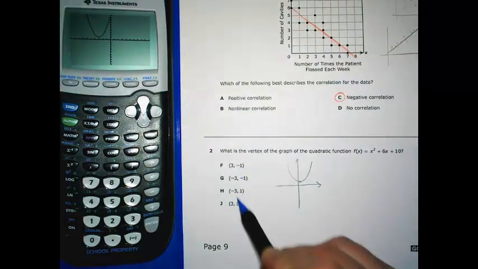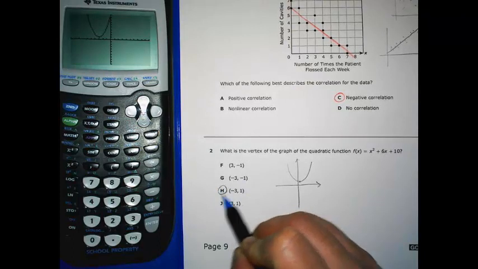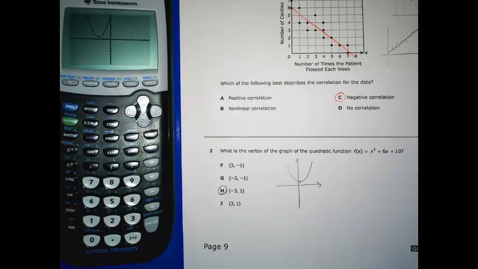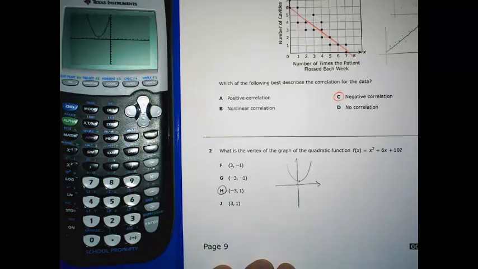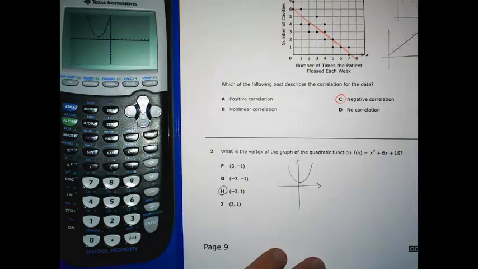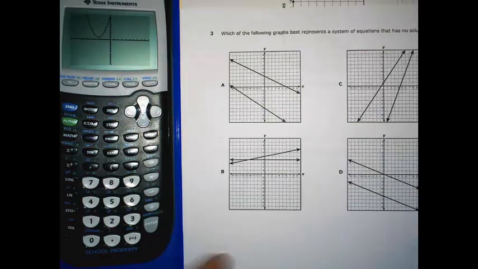And if you notice here, I have that coordinate, so it would be letter H. Alright, so we're ready for the next page, or the next problem. Next problem is problem number 3.